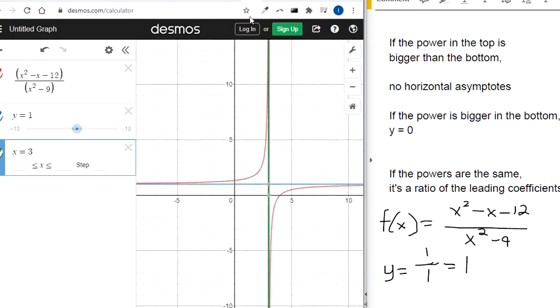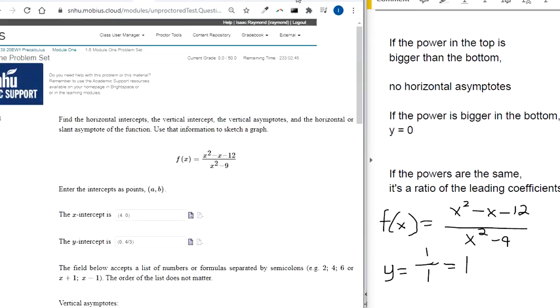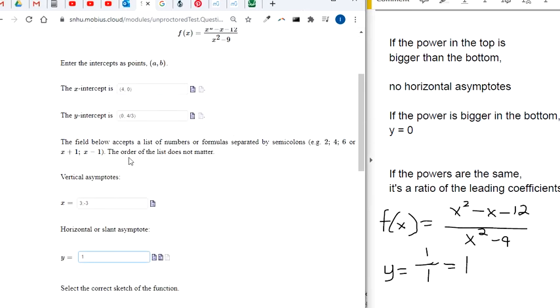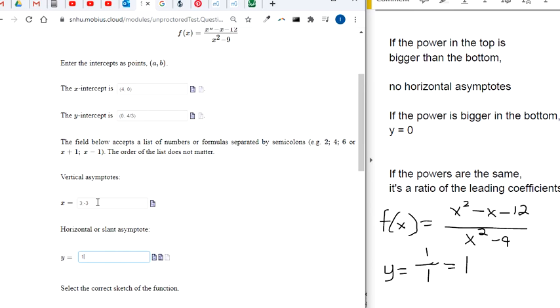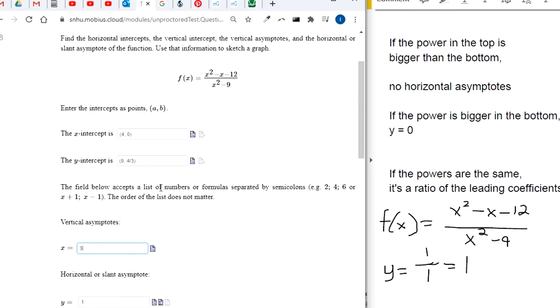Oh, shoot, I missed something. We need to go back. Very sorry about this. Remember, -3 was not part of our domain, right? That's not going to be a vertical asymptote. So watch out if you had already done that part of the question. -3 is not a vertical asymptote.